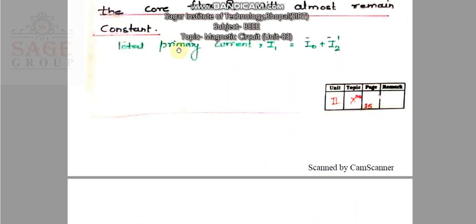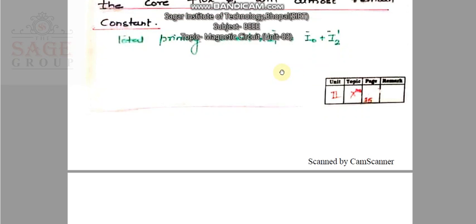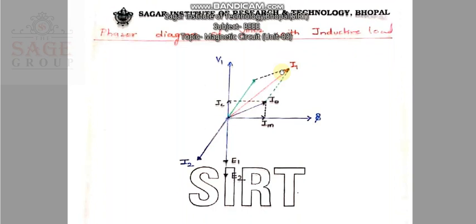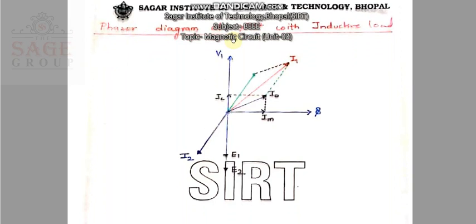So from here we can say that this primary current is your I1, and this I1 is equal to I0 plus I2 dash. Okay, now let's see the phasor diagram of the transformer with inductive load. As you know, in this case we have taken a transformer on load, meaning in the secondary of the transformer we have connected a load. Let's take an inductive load here. As you know, we normally have three types of load: resistive load, inductive load, and capacitive load. So here we are going to take inductive load.